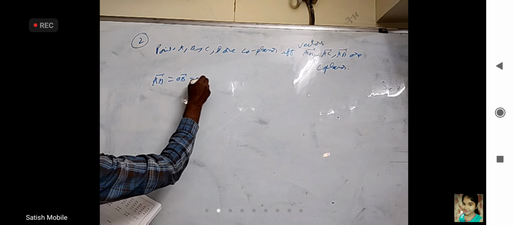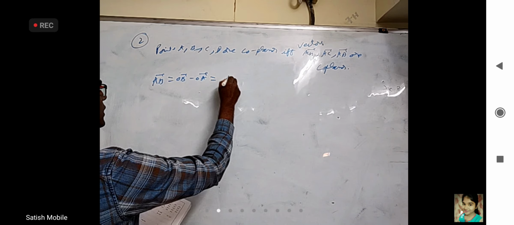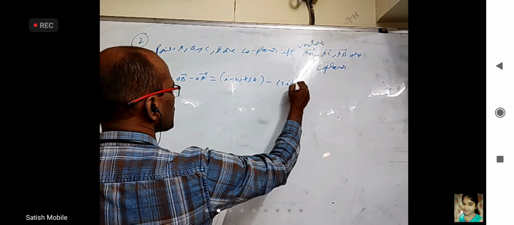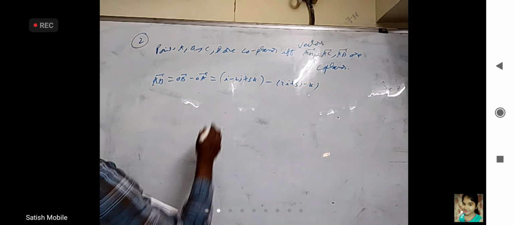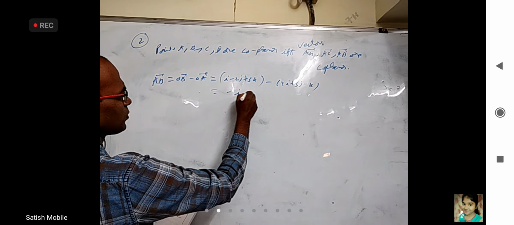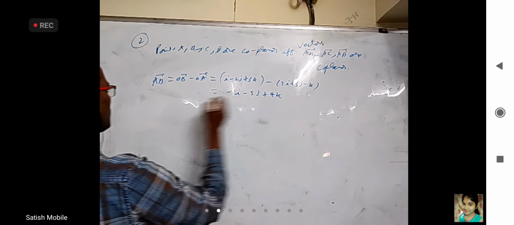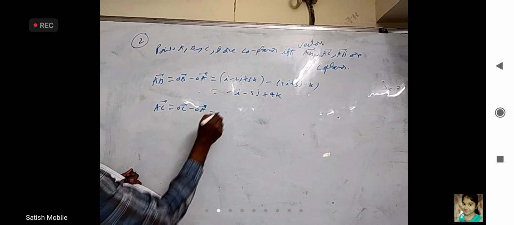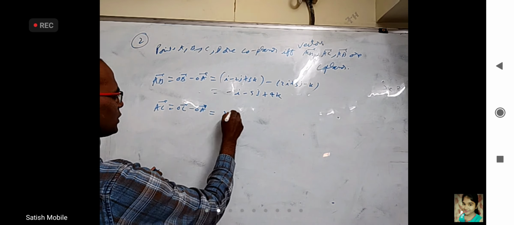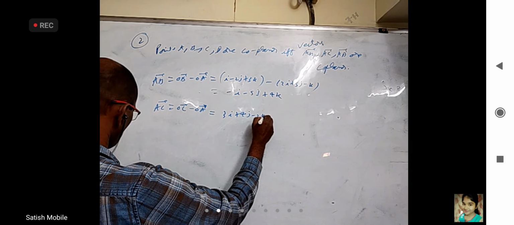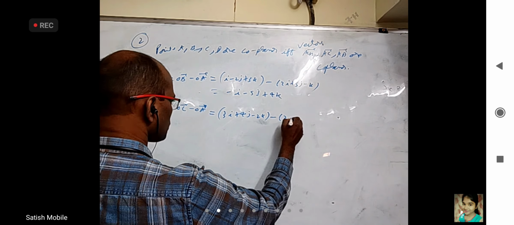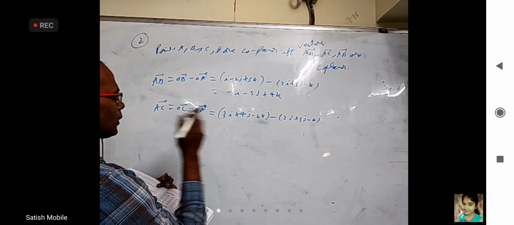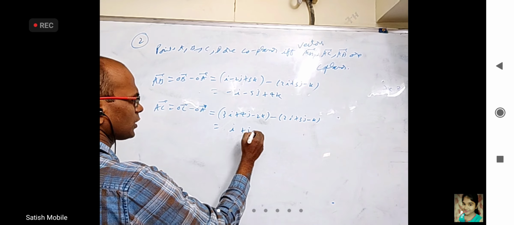OB minus OA. Second vector is i minus 2j plus 3k minus OA, which is 2i plus 3j minus k, which is minus i minus 5j plus 4k. AC bar is OC bar minus OA bar: 3i plus 4j minus 2k minus (2i plus 3j minus k). That is i plus j minus k.